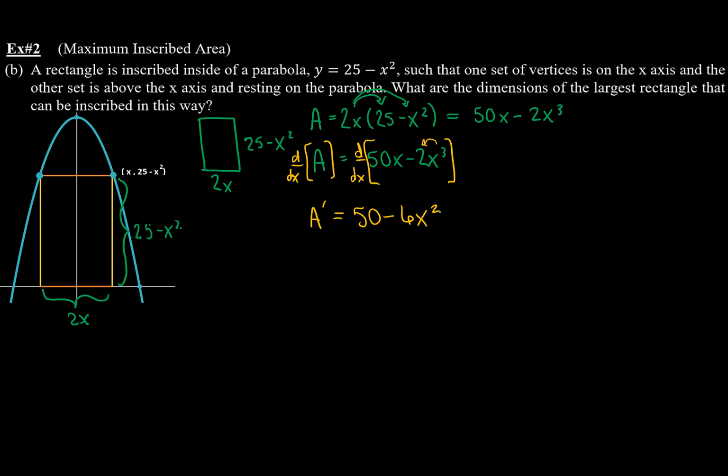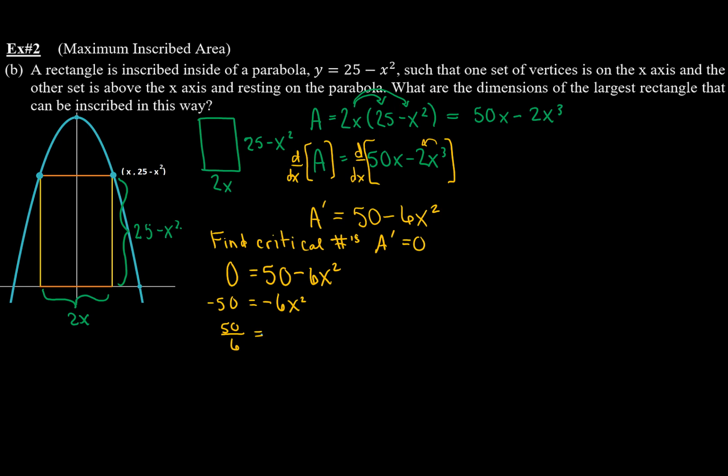Okay, now I've taken the derivative. Now I need to find the critical numbers. And that happens when A prime is equal to 0. So I'm going to say 0 equals 50 minus 6x squared. For this one, I'm going to subtract 50 from both sides. And then I'm going to divide by negative 6. I'm going to reduce it, so get rid of that factor of 2.